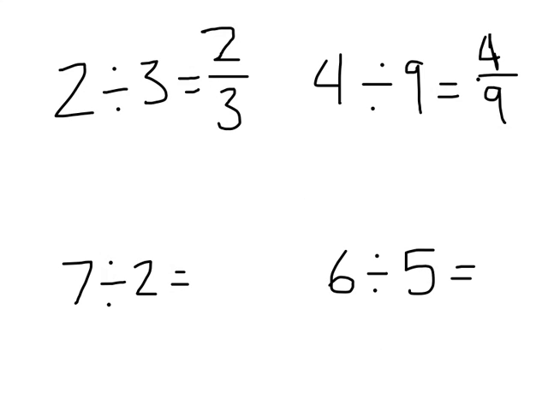Which one is the same as 7 divided by 2? Well, 7 is the number being split up, and 2 is the number I'm dividing by. 7 divided by 2 is 7 halves. I could change that into a mixed number. Which one is the same as 6 divided by 5? It's 6 over 5, the number I'm dividing over the number I'm dividing by.